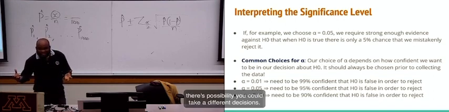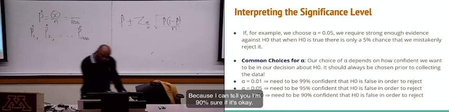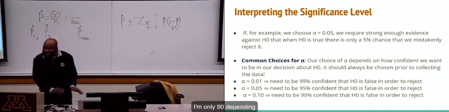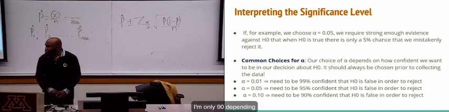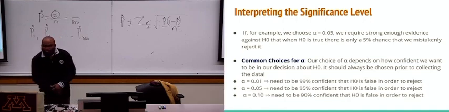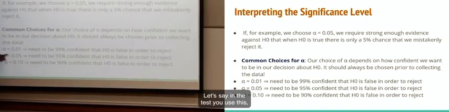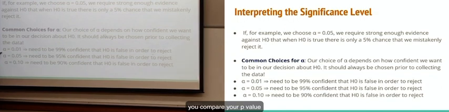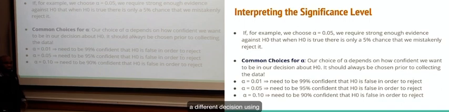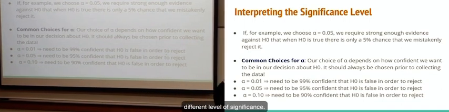Because I can tell you I'm 90% sure, and if you say, okay, what about 95%? I'd say no, I'm not 95% sure, I'm only 90. So depending on the level of significance used, if you compare your p-value with this, there is a possibility you could take a different decision using a different level of significance.